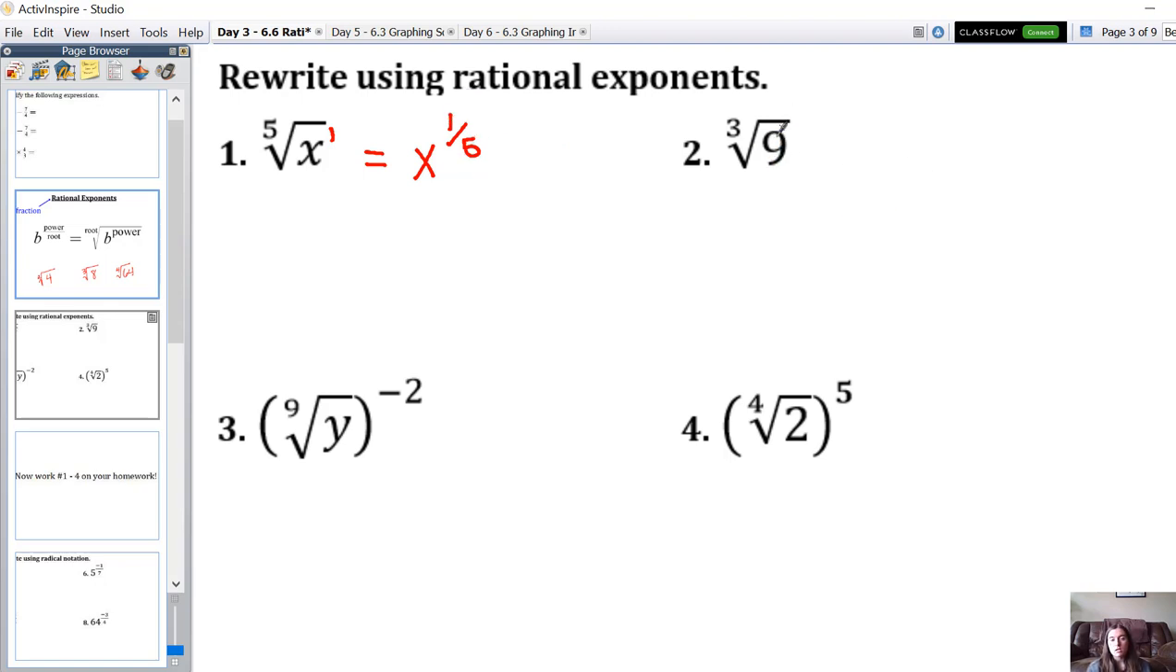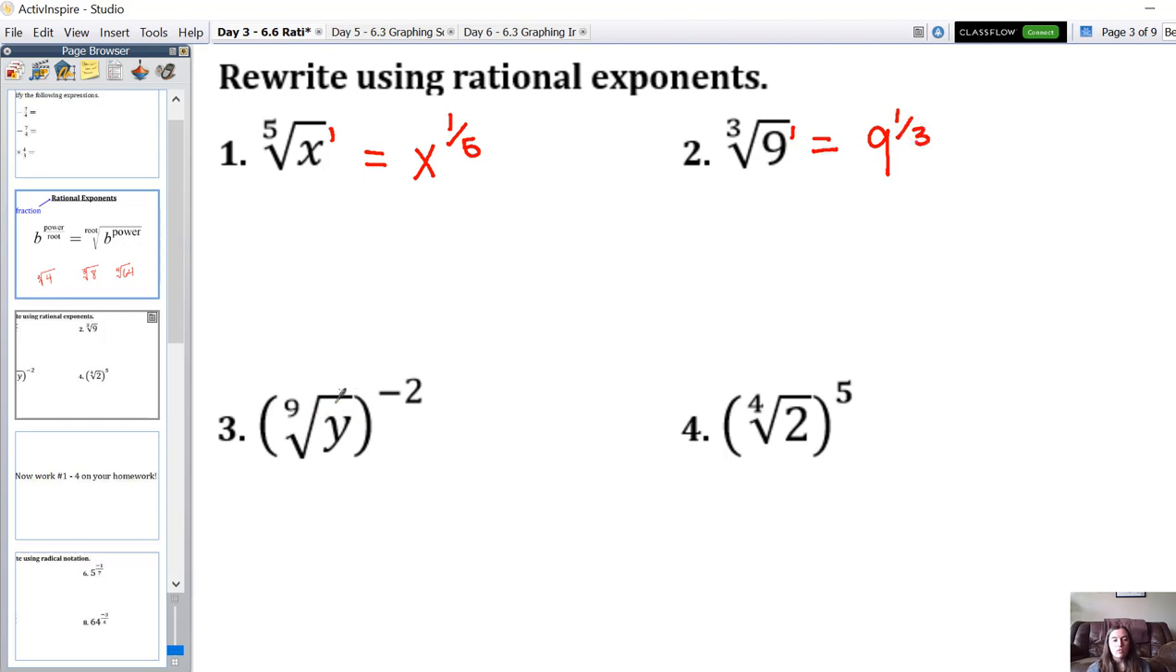We're just rewriting, we're not solving. Again, this 9 doesn't have an exponent with it, so we're going to put that imaginary 1. Now we can rewrite this as 9 to the power of 1 over our root, which is 3.